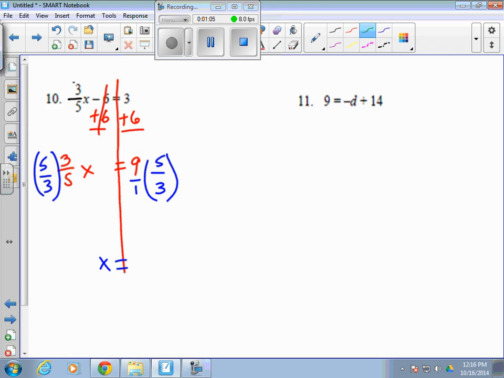Or you can say, well, this 3 goes into itself one time, into this 9 3 times, and you'll deal with smaller numbers. Straight across, 3 times 5 is 15. And 1 times 1 would be over 1. No reason to write that. X is equal to 15.